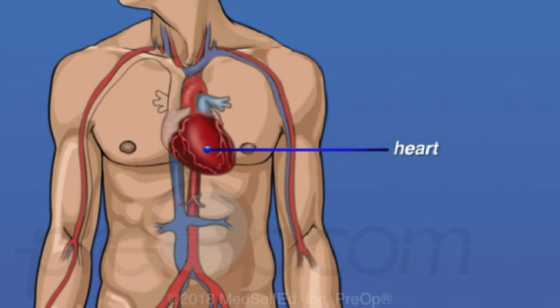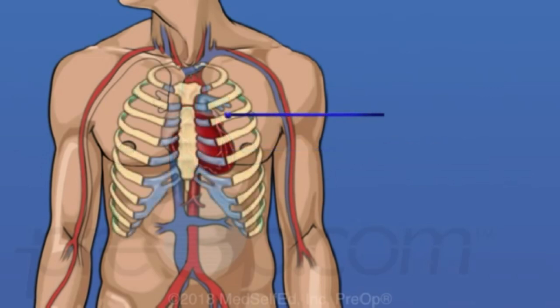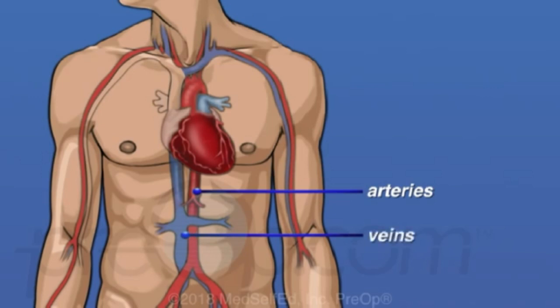The heart is in the middle of the chest, under the ribs. It is protected by the sternum, also called the breastbone. The heart is a muscle that pumps blood to all parts of the body through blood vessels called arteries. Veins are vessels that carry blood back to the heart.